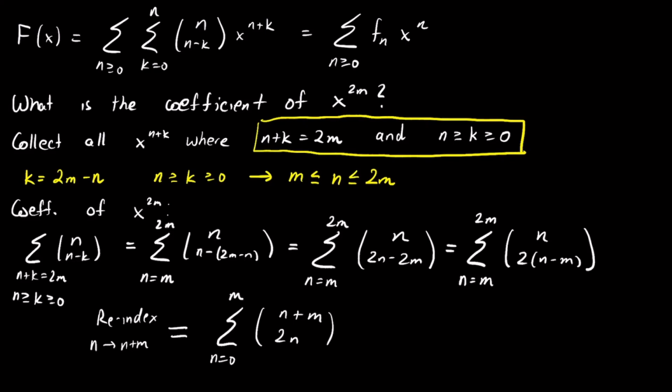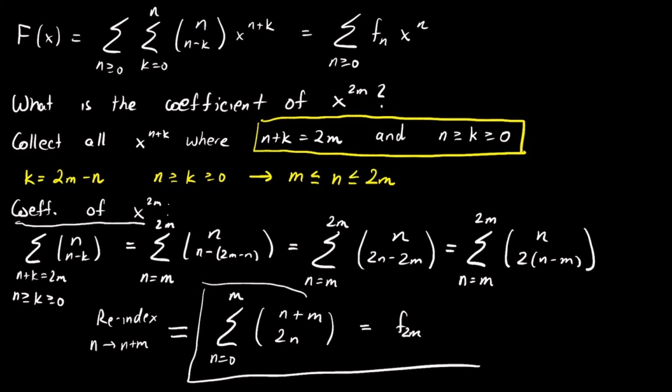Okay, and we've proved our result because this is the coefficient of x to the 2m, and we know that the coefficient of x to the 2m on the right-hand side is f sub 2m. So this proves our conjecture. So it's kind of neat. And so we've used generating functions to prove this conjecture.